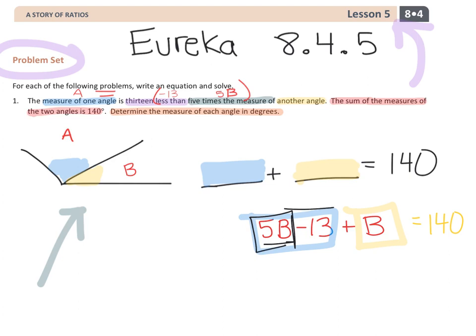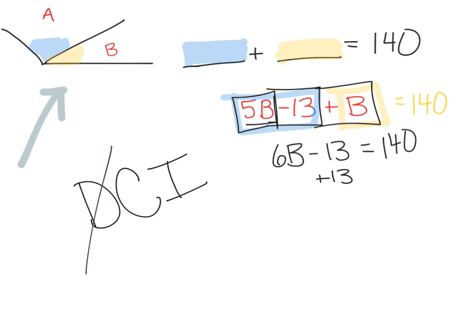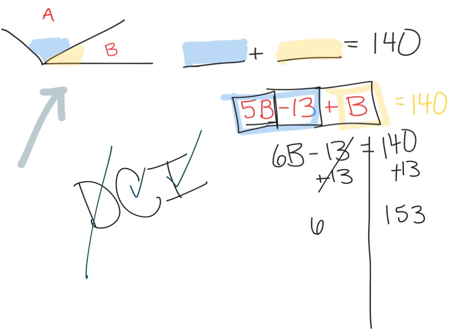5B is a term, negative 13 is a term, regular B is a term. So 5B plus another B is 6B minus 13 equals 140. We have to do inverse operations, right? Distribute, combine, inverse. However, for this, there was no distribution needed. We did need to combine like terms, check. And now we're going to use inverse operations. So this is the split of my equation, remember? 140 plus 13 is 153. Those cancel out. So 6 B's equal 153.